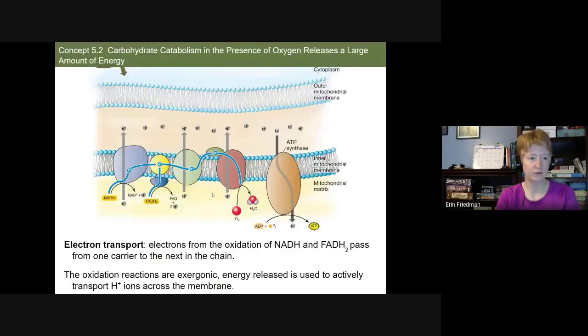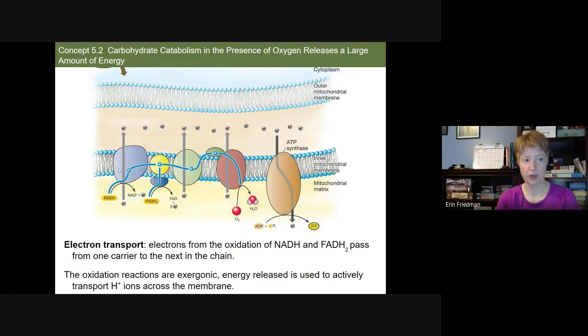Right, we're going to move them from the matrix to this space, this intermembrane space between the two membranes. So each of these giant proteins embedded in this membrane is actually a proton pump. It is an active transporter because we're going to move these hydrogen ions from a low concentration to a high concentration. We're going to get the energy to do that from these electrons that have all this energy stored in them.